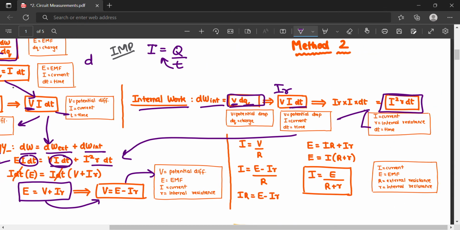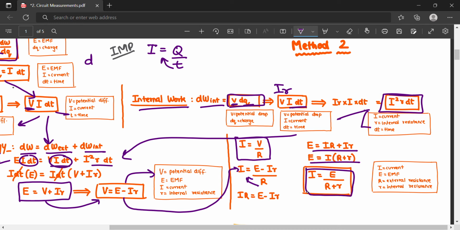Now if I want to find the current with respect to this, we all know according to Ohm's law, current is equal to potential upon resistance. The value of potential I substitute here, I'll get this. I'll take this to this side, find the common factor and get my I as E upon R plus r. Refer to this box for further explanation.